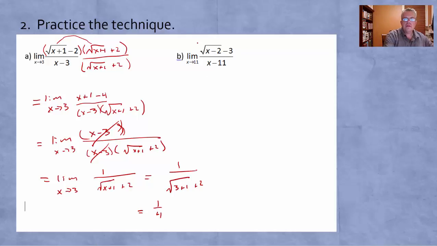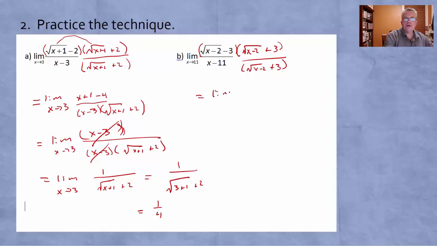Okay, let's try another one. We're getting on a roll here. So we're going to multiply that by the conjugate. That would be square root of x minus 2. It's this sign I need to change. Plus 3 over the same thing.